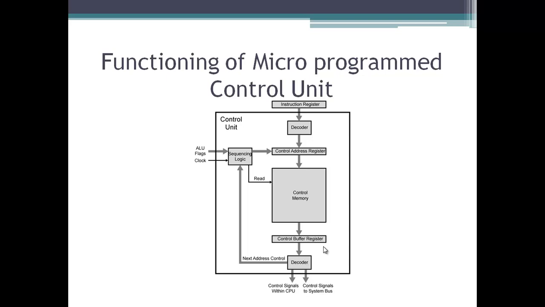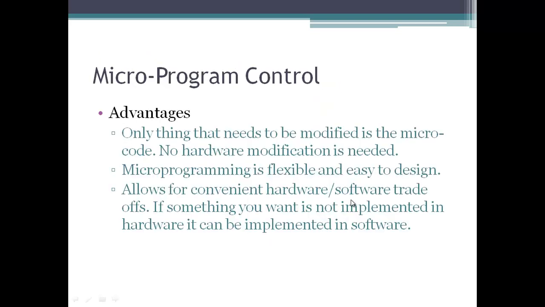The content of the control memory buffer register is decoded to create control signals and next address information for the sequencing logic unit, and the sequencing logic unit finds the address of the next control word on the basis of the next address information from the decoder and the ALU flags.